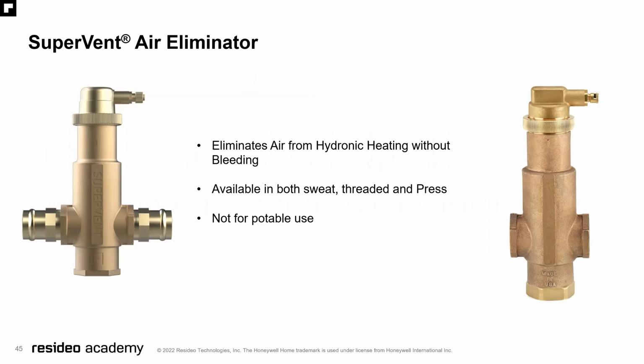SuperVent Air Eliminator eliminates air from hydronic heating without the bleed. After you've gone ahead and bled out your system, you can leave this open a 1/4 inch or just a 1/4 twist, and it will continuously help remove air from the system. It's available in sweat, threaded, and press, not for potable use.